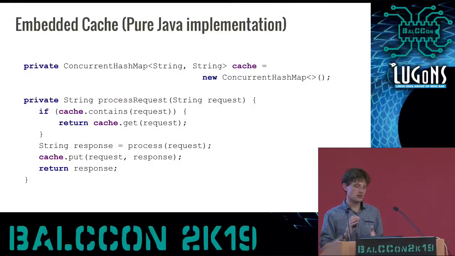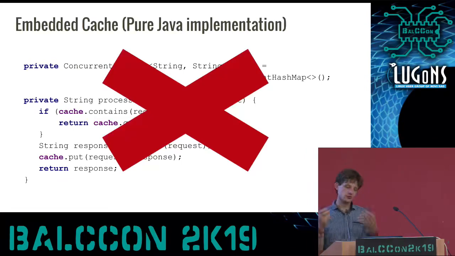So the request comes to our service, we check if the cache contains the request, if yes, return the cached value, if no, do some processing, put the result into the cache, and then return the result. So you can implement it yourself, however, don't do it. Because such a simple implementation based on the standard library is not actually a cache.